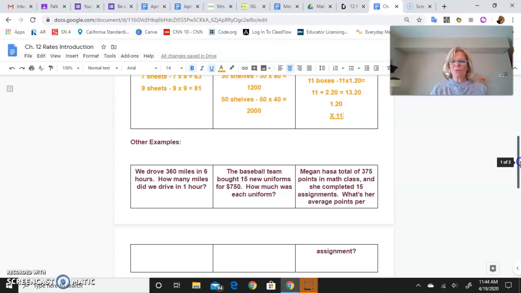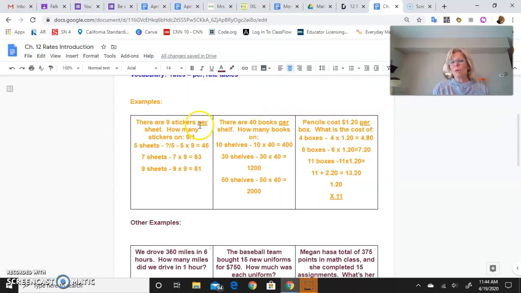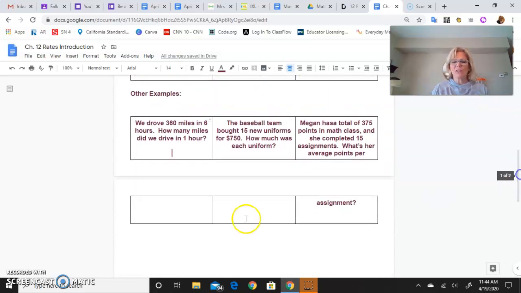Now here is where we have to figure out the miles per hour, the price per uniform. So now we're going to do the backwards strategy. Now here, when we were given the unit price or the unit, we multiplied. Well, when we are given the total and we have to go backwards, what are we going to do? That's right, we're going to divide.